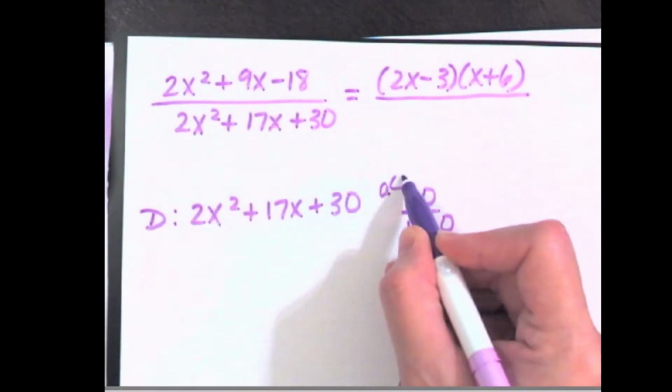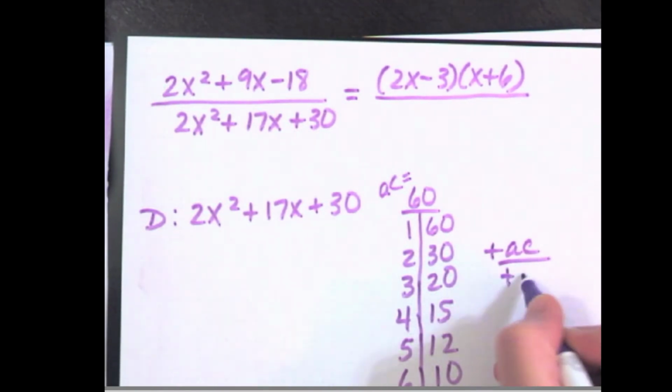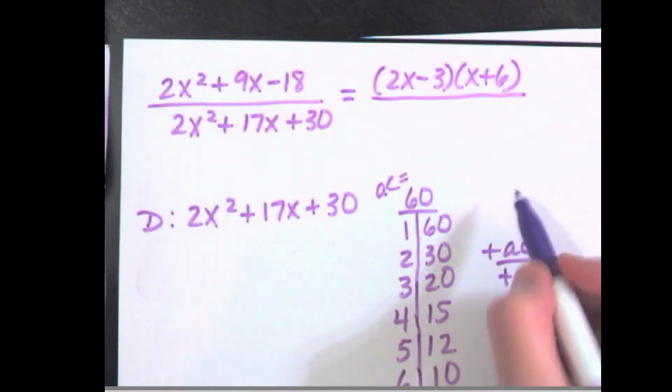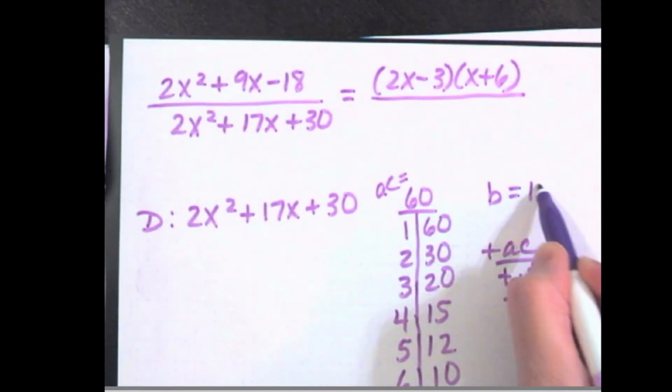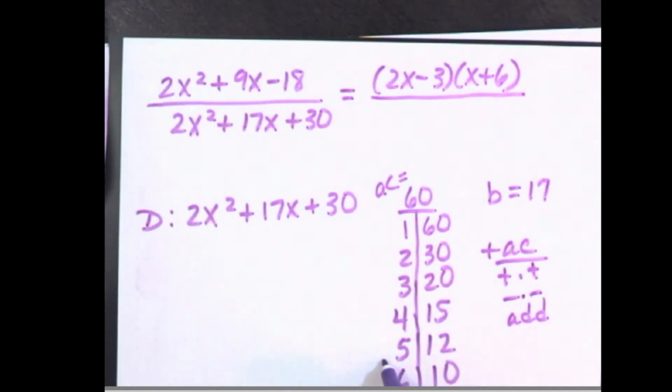So since my AC is positive, then our factors are going to need to be the same sign. And since my middle term has a coefficient of positive 17, I need for these to add up to be 17. So I look through my list, and I see 5 and 12. Okay, and I need a positive 17, and we're adding, so we're going to make both of these positive. That'll give me a positive 17.